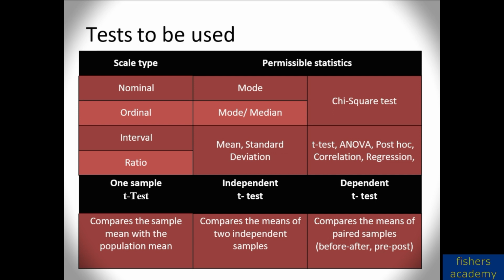Compares the sample mean with the population mean. This is called one sample t-test. Compares the means of two independent samples, independent t-test. Dependent t-test, that is called paired samples.